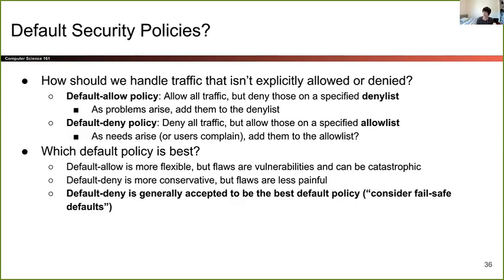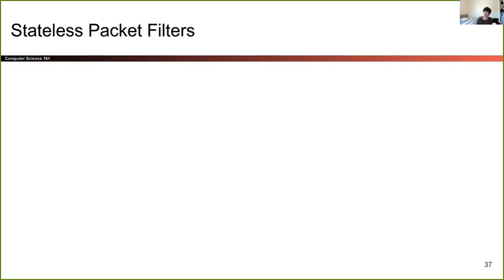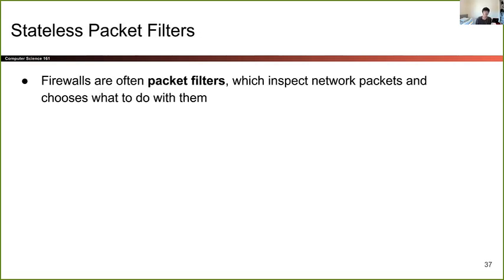All right, how do we actually implement these firewalls? Well, there are a couple of things that we can do. The first one we'll talk about is something called a packet filter. These are going to inspect the content of our network packets, and we just choose what to do with them. We're not allowed to look at the history of the packets that we received. We have to make our decision.